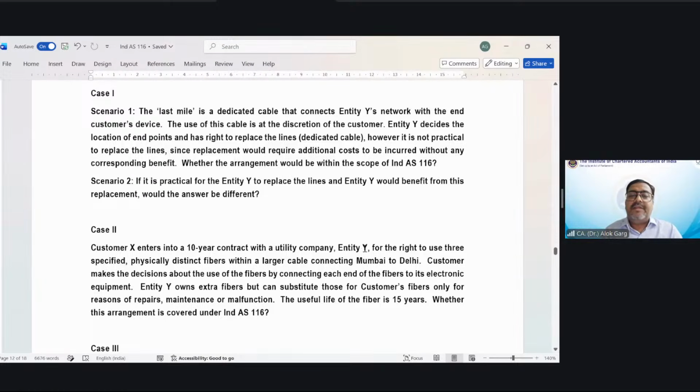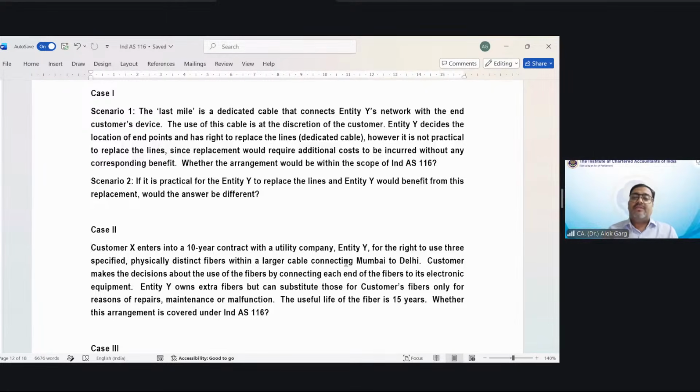So entity Y, for the right to use 3 specified physically distinct fibers within a large cable connecting Mumbai to Delhi, right? So customer X entered into a 10-year contract, lease period is 10 years, with a utility company entity Y for the right to use 3 specified physically distinct fibers within a large cable connecting Mumbai to Delhi. So for 3 fiber cable, it has entered into a contract with entity Y.